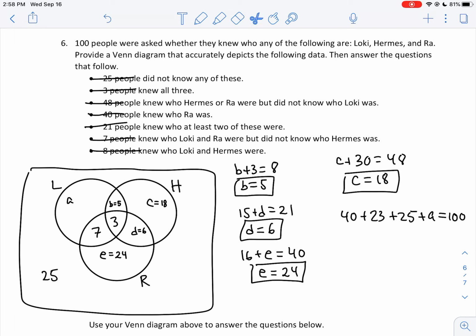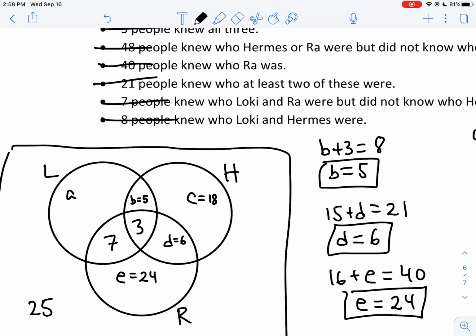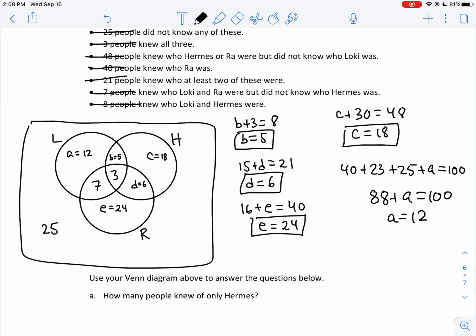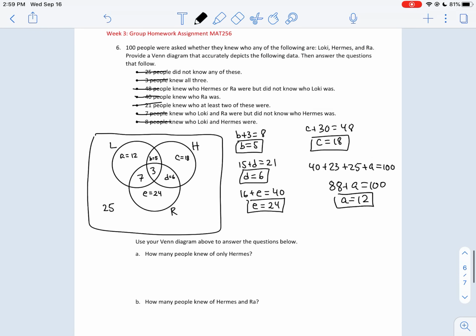So just verifying, I did everything in the Ra circle, which is 40, plus those two, plus that have to be 100. And these add to what? This is that 65 plus another 23 is 88. So we have 88 plus A has to be 100. Therefore A has to be 12. Okay, just double checking my arithmetic. Looks okay. Hopefully I don't make a mistake. If I do make a mistake in any of these videos, I'm human, I make mistakes, feel free to call me out in an email and we'll get things corrected for the class.